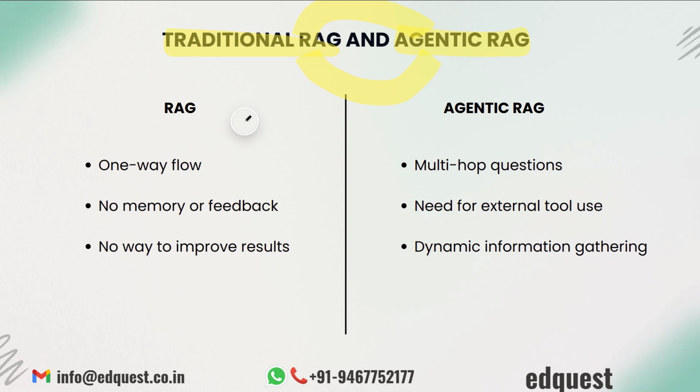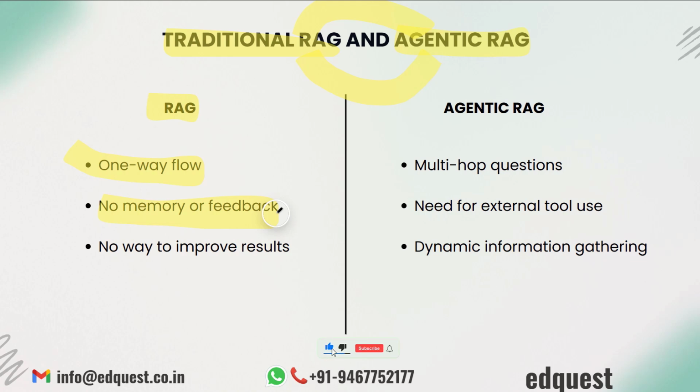So let's go. First, let's look at traditional RAG. Think of it as a one-way street. A user asks a question and the system immediately retrieves some information from its database and provides an answer. It is a very straightforward single-shot process. The key here is that the system has no memory or feedback loop. It doesn't learn from previous interactions, and it can't tell if the information it retrieved was actually helpful.